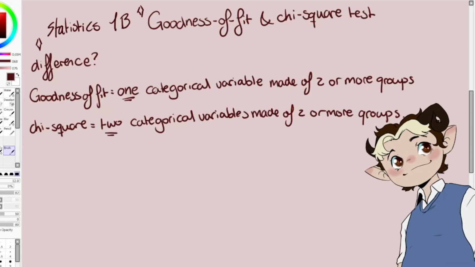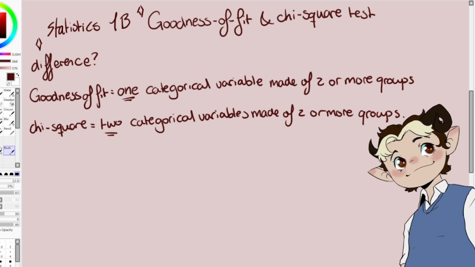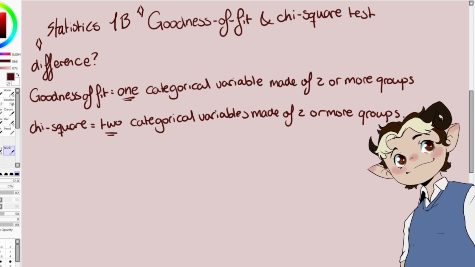Hi, my name is Car, and right now I'm going to be talking about the differences between the goodness of fit and the chi-square test.